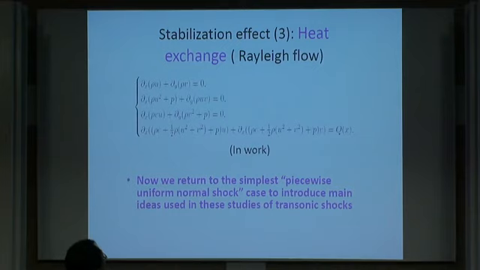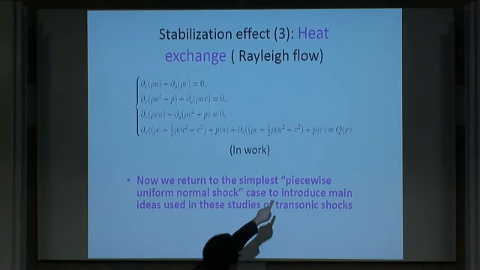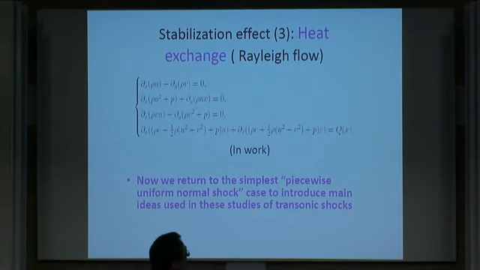And the third one might be the heat exchange. This is called a Rayleigh flow in physics. In this case, there is a given source term in the conservation of energy. So we can also construct special solutions depending only on x, and their transonic shocks. Here are some reviews.